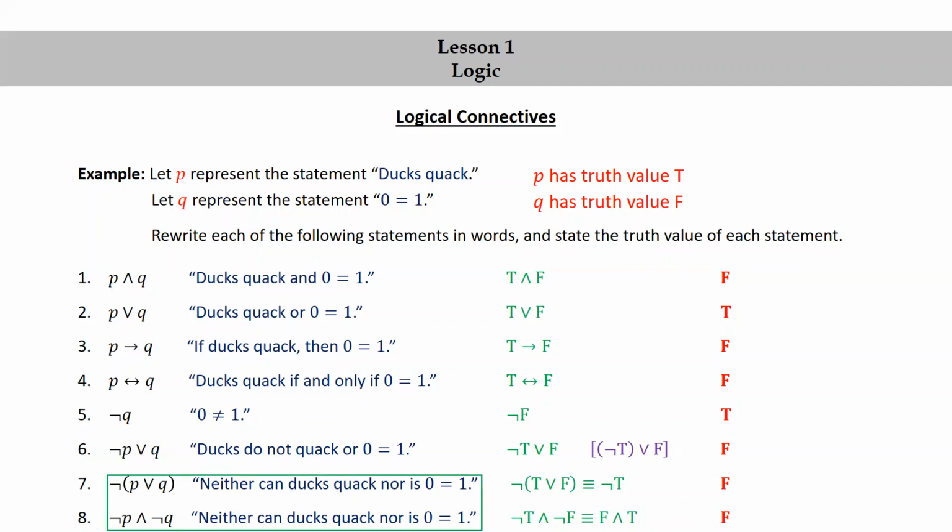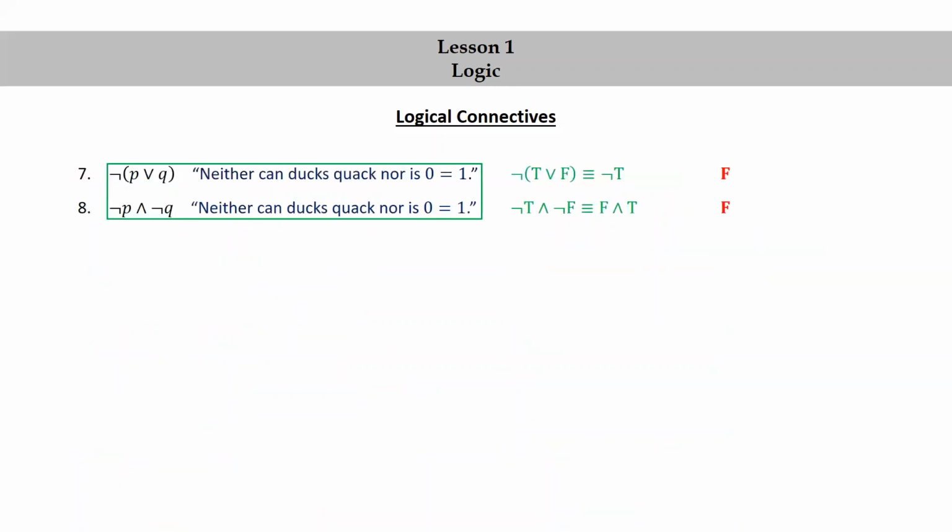Let's look at numbers 7 and 8 once again very quickly. Notice that they both have the same English equivalent, and therefore it should seem that they would be logically equivalent, which they are. The negation of P or Q is logically equivalent to not P and not Q. This is known as one of De Morgan's laws. You get another of the De Morgan's laws by interchanging the roles of the disjunction and the conjunction. And we'll talk more about De Morgan's laws a little bit later.